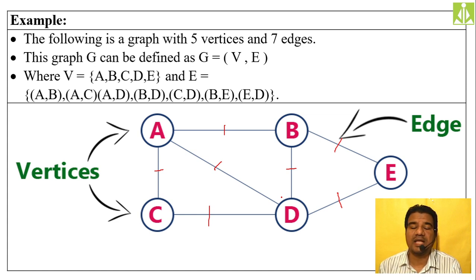Then where exactly is the difference, and what makes this graph not a tree? That we have to understand, isn't it? So we said that every graph, in order to become a tree, should be connected. And over here, this particular graph is connected. So it is satisfying the first property.